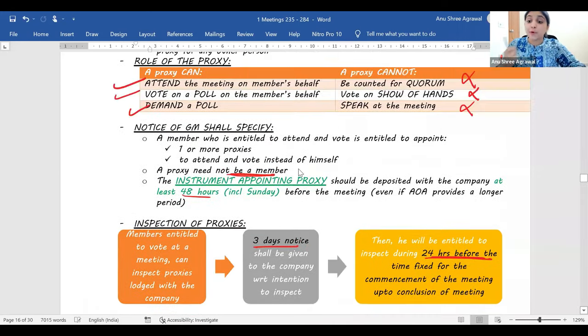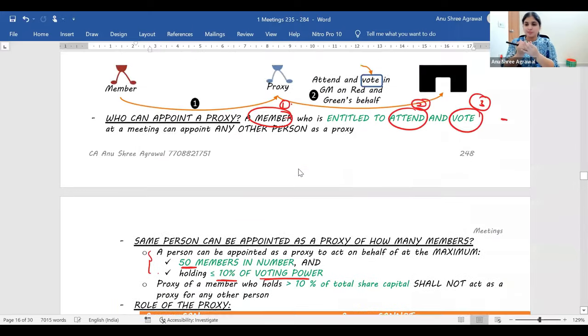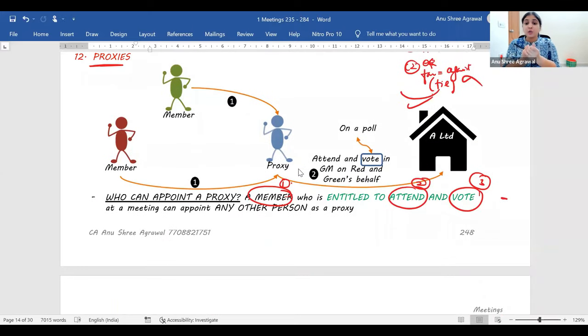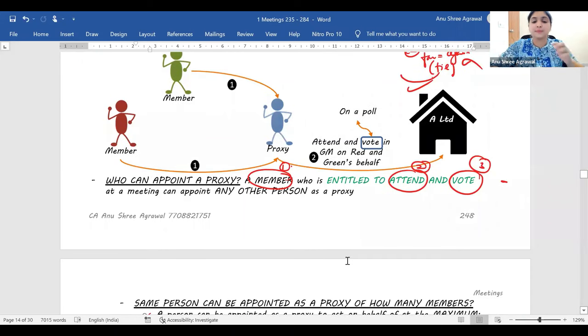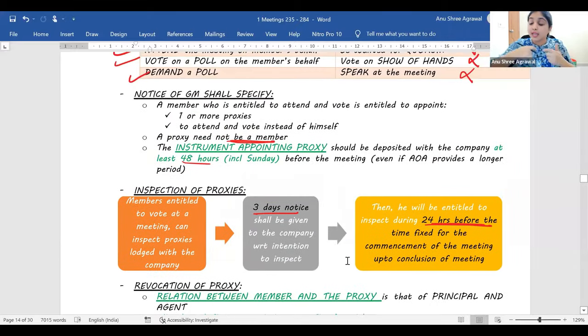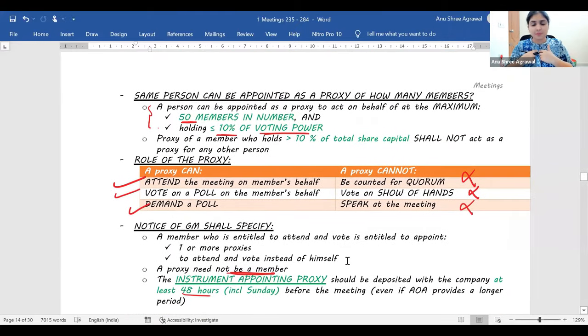Tell me, guys, who appoints the proxy? Three conditions. You must be a member of the company, and you must have the right to attend and vote at the meeting. Only then can you appoint a proxy. Then we learned, can many people appoint the same person as proxy? Maximum 50. I can be a proxy of maximum 50 members, and all of them put together should not own more than 10% voting power in the company.